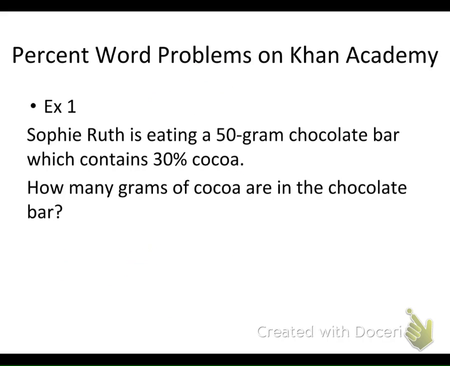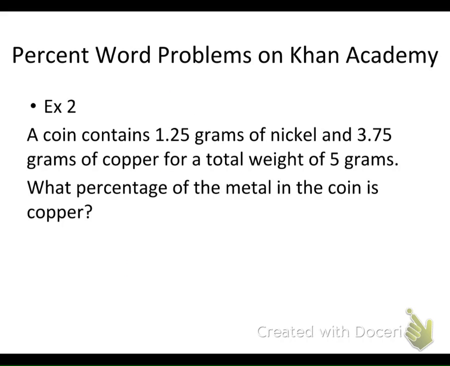All right, let's look at the next one here. Example number 2. This is going to give you some information you don't need. Sometimes in word problems, they give us too much information. You have to determine what information is important and what information you don't need. So we have a coin that contains 1.25 grams of nickel and 3.75 grams of copper for a total weight of 5 grams. What percent of the metal in the coin is copper?